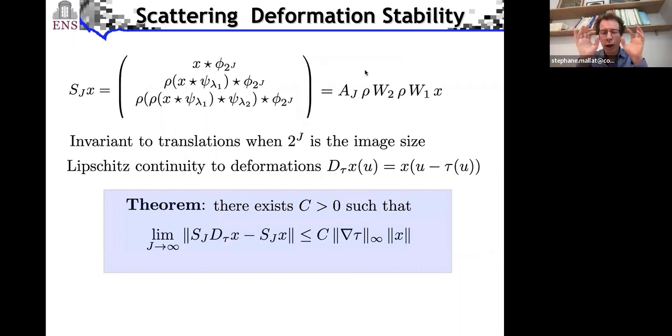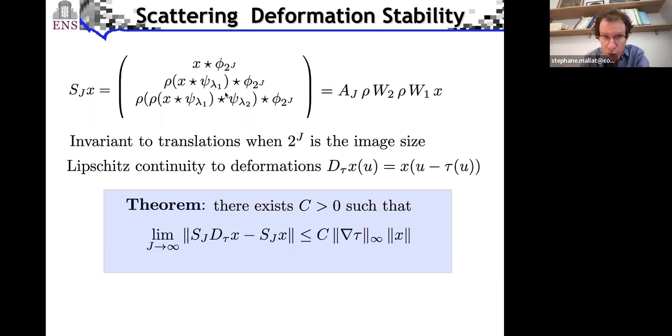Now, there is one reason why doing this makes sense. There is one fundamental property that you can prove that you obtain by doing this scale separation, which is stability to the action of diffeomorphisms. If X is deformed with a diffeomorphism, in other words, imagine an image which is going to be deformed, tau is a translation which depends upon position, so it's a deformation.